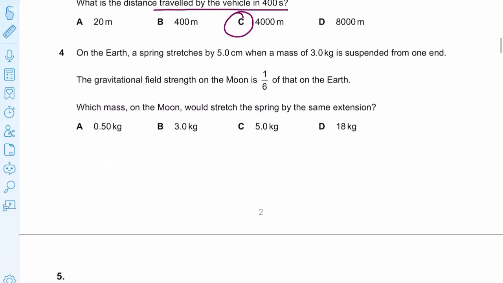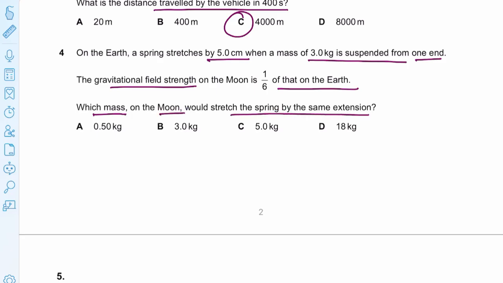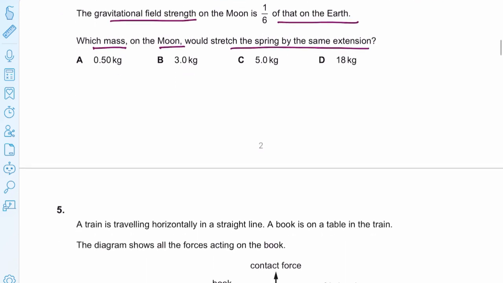Question number 4. On the earth, a spring stretches by 5 centimeters when a mass of 3 kg is suspended from one end. The gravitational field strength on the moon is 1 over 6 of that of the earth. Which mass on the moon would stretch the spring by the same extension? Good question. Listen, for the same stretch, we are going to look at the same weight being applied both on earth and moon. So for example, I'm trying to find it for earth, and I'm trying to find it for the moon, right?